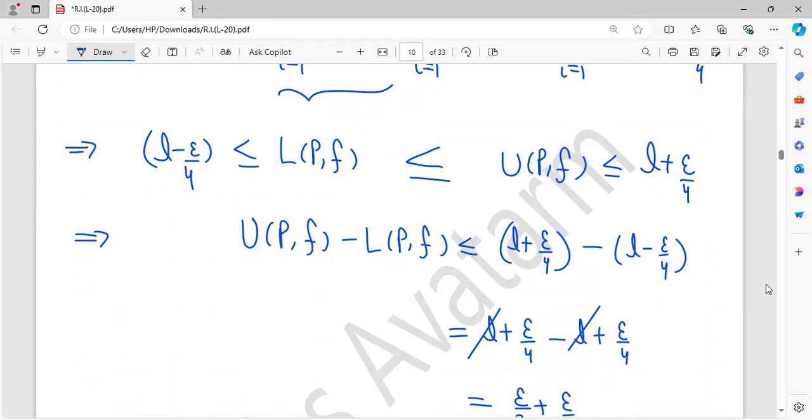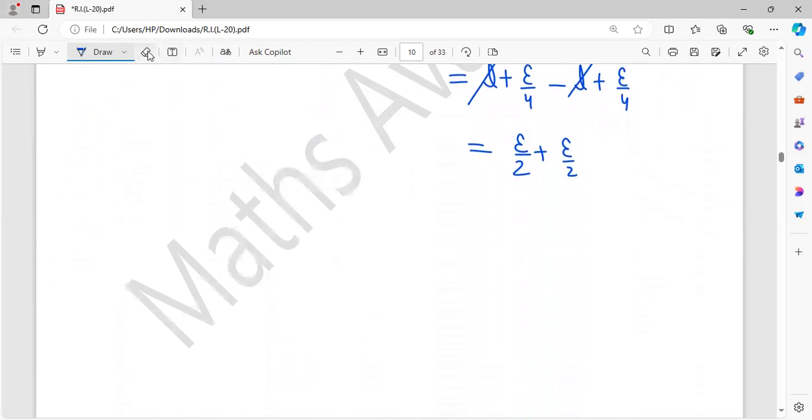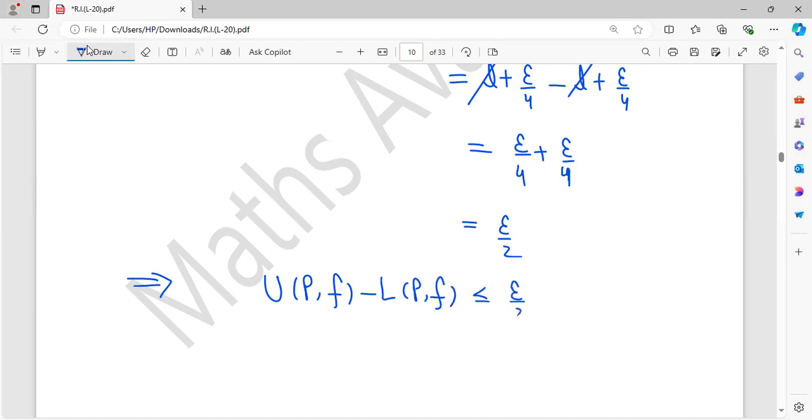Okay. So finally what we got here will be epsilon by 4, so this is epsilon by 2. So what we have? U(P, f) minus L(P, f) is less than or equal to epsilon by 2, but it is strictly less than epsilon. So this implies U(P, f) minus L(P, f) less than epsilon.